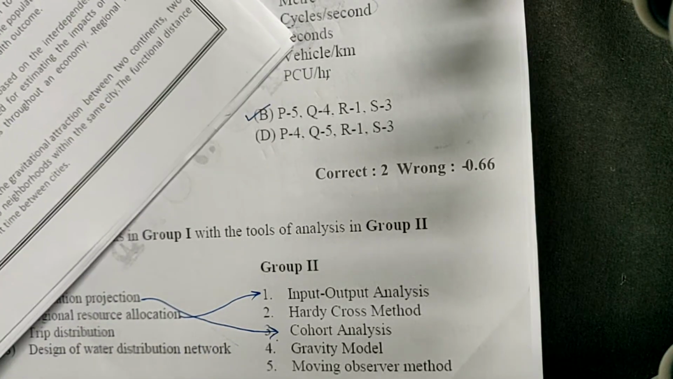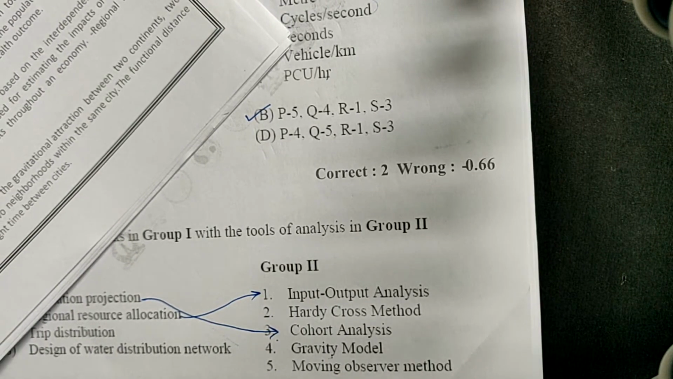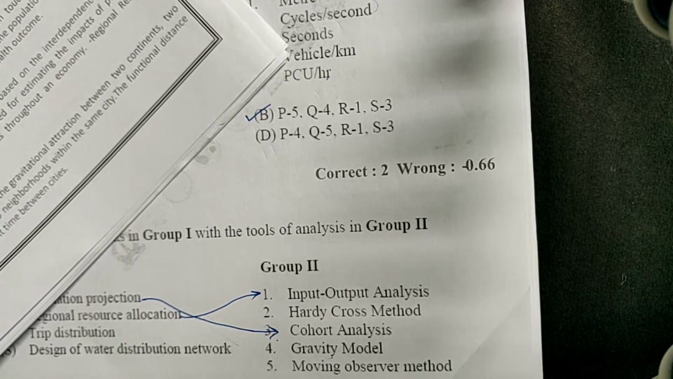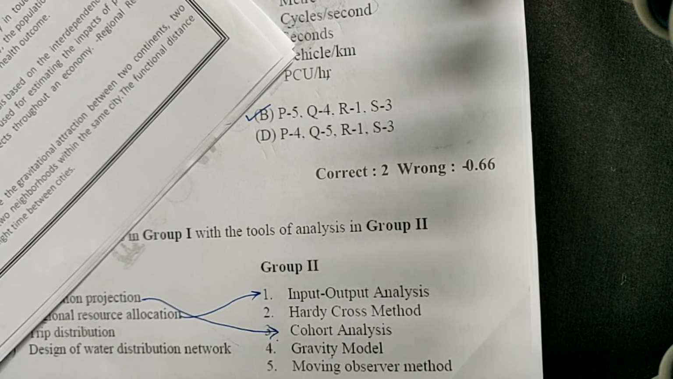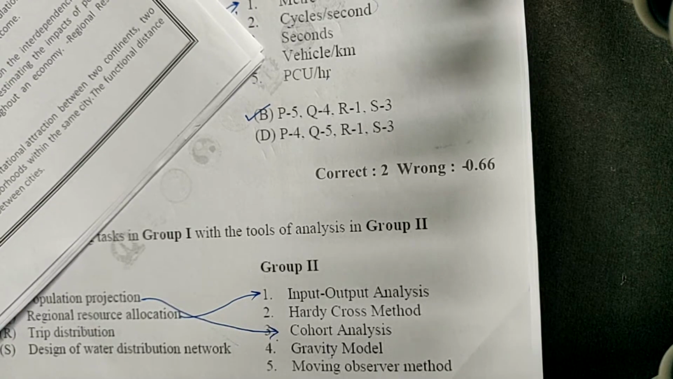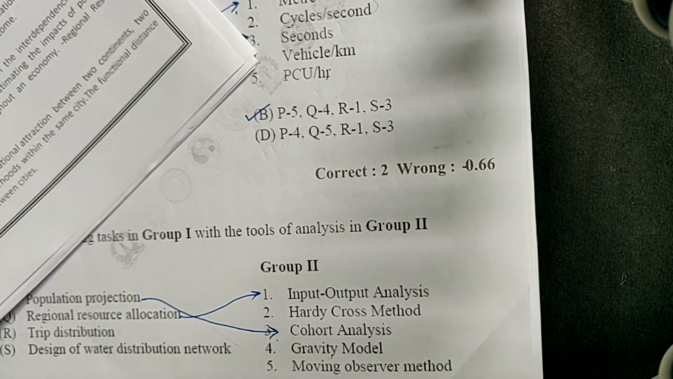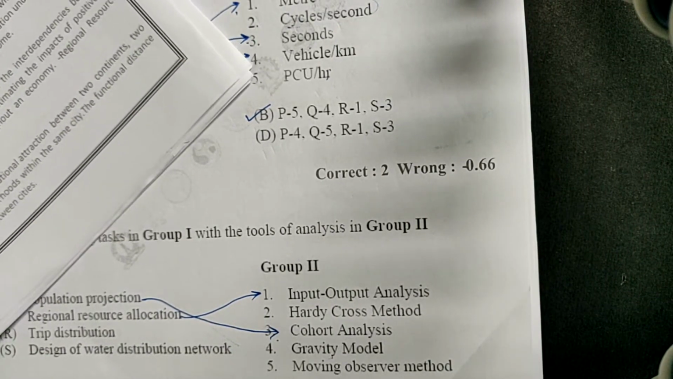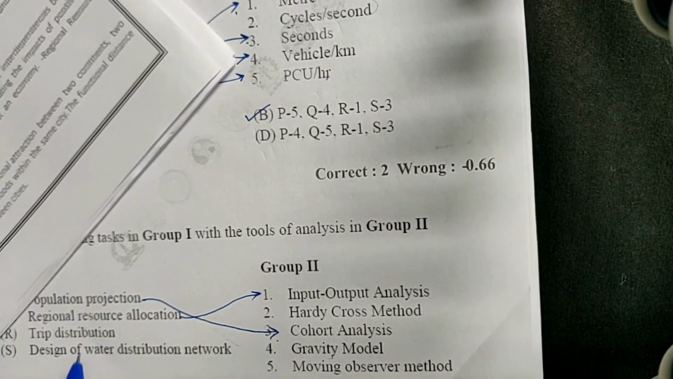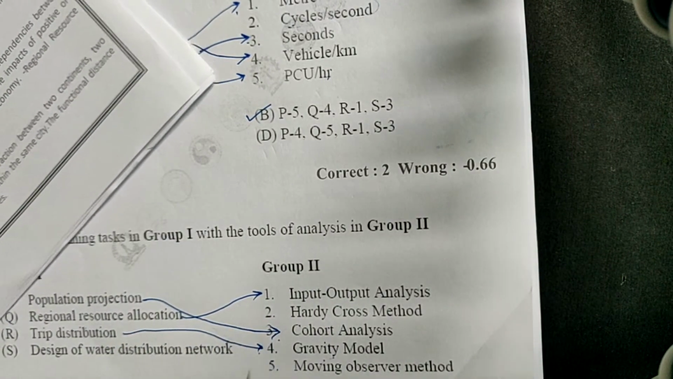The next is the gravity model. As the physics laws say, it is the gravitational attraction between two objects. And here we say the gravitational attraction between two cities or two places. So a person will go from one city to the other city. How is he going? He is taking trips, going up and down. So your trip distribution goes to your gravity model.